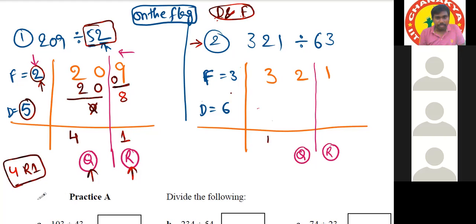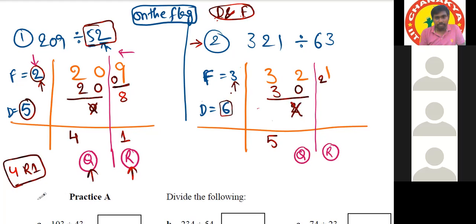6 fives are 30. And 32 minus 30 is how much? 2, sir. We have to put it beside the next digit. Don't write 2 here. All of you listen to me. Write it beside the next digit, 1, and consider it as 21. Now with the divisor completed, we have to go to the flag.